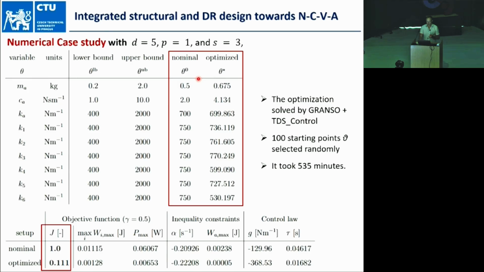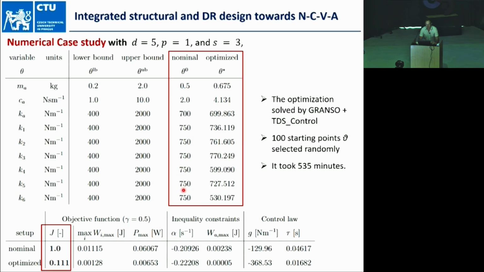Okay, so then we also validated this approach on a numerical case study with a larger number of cards. Yeah, so we used five bodies, and this time we adjusted the parameters which are listed here in theta. So next to the mass of the absorber and parameters of the absorber, we also look at the stiffnesses of the particular springs.